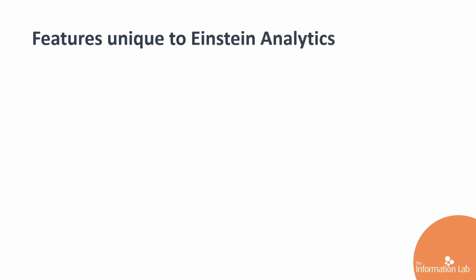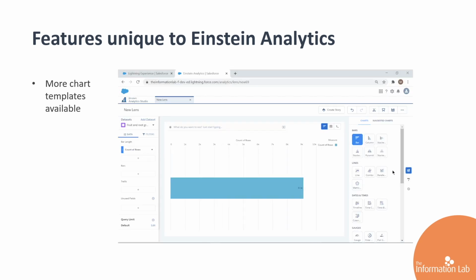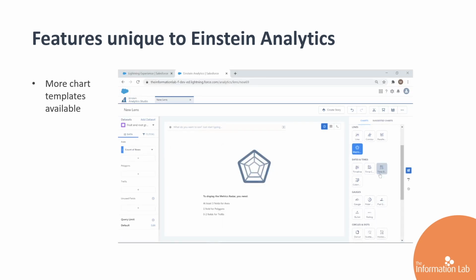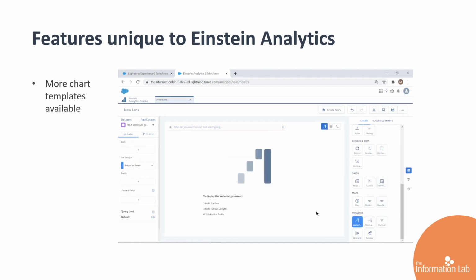Einstein also has some great features. For example, special chart types like waterfall charts, gauge charts, and funnel charts are easier to create in Einstein. All you need to do is click on the chart you want and then pick the required fields.